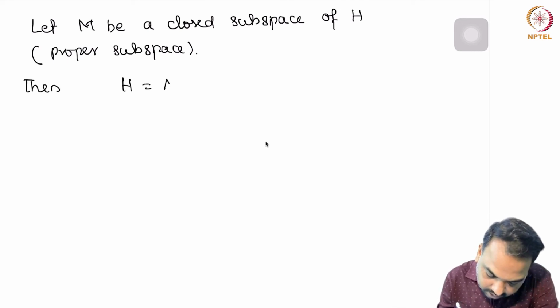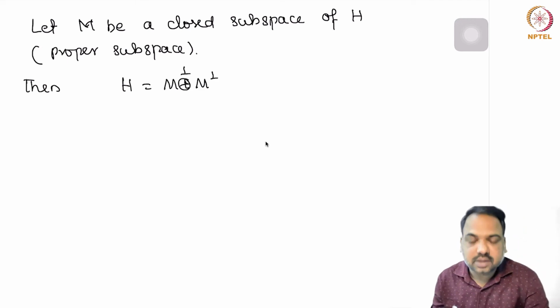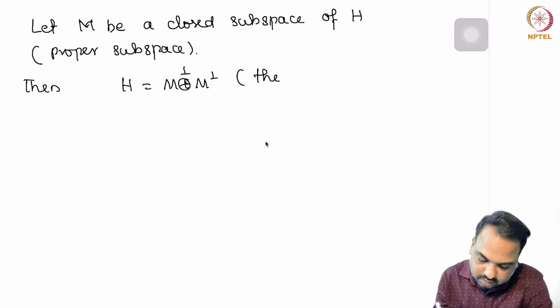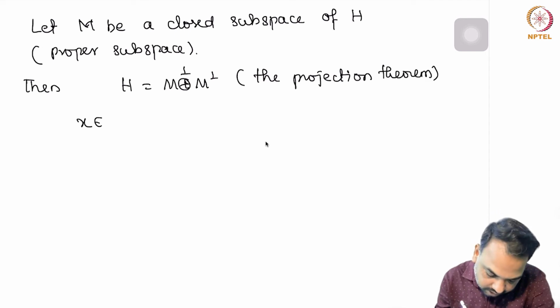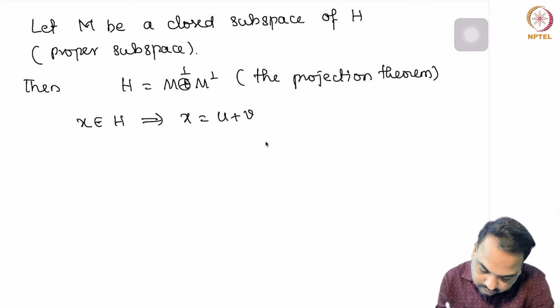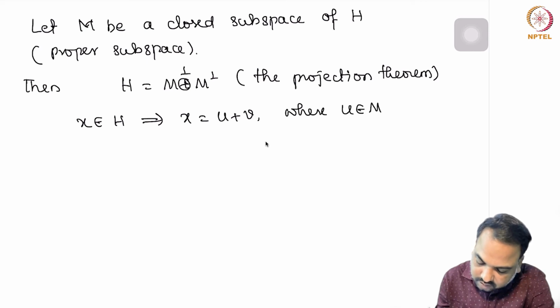H can be written as M direct sum M perp, here it is an orthogonal direct sum. So this is the projection theorem. That means if x is in H, we can write x as u plus v, where u is coming from M and v is coming from M perp.